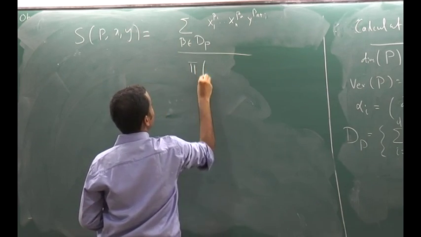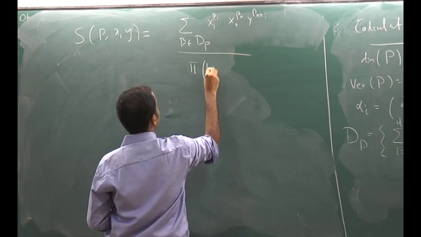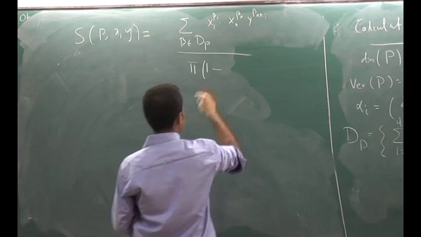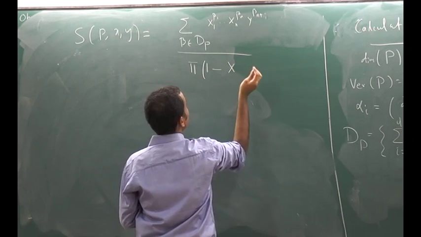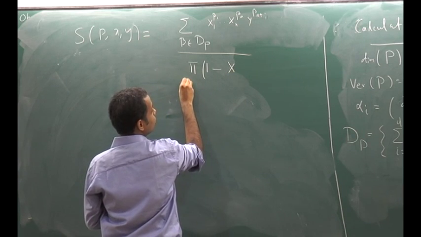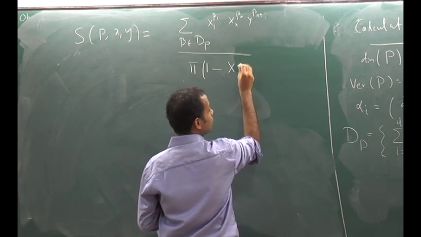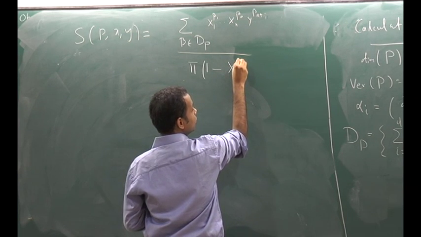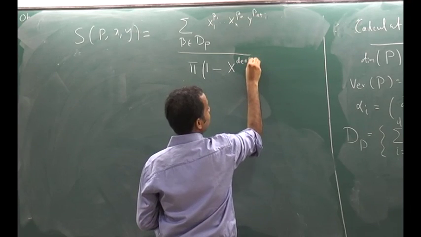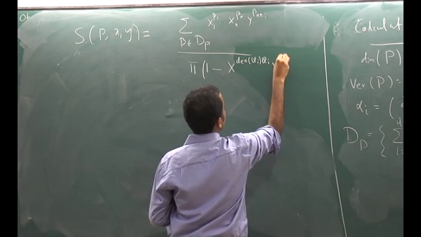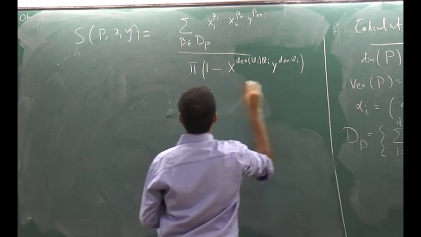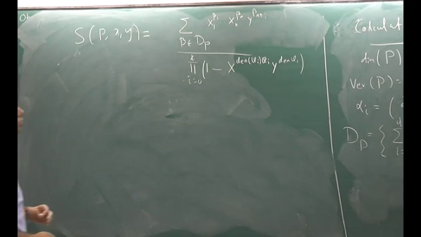Divided by the product, I think 1 minus. There I wrote this minus 1, but to make this one positive, we have to write x power the denominator of b_i times b_i, y power the denominator of b_i, i equal to 0 to t. So this is how the calculation is. And to calculate it for a general polytope, we triangulate the polytope so that we don't introduce extra vertices, and then calculate each of them. And by the principle of inclusion-exclusion, we calculate the total function.